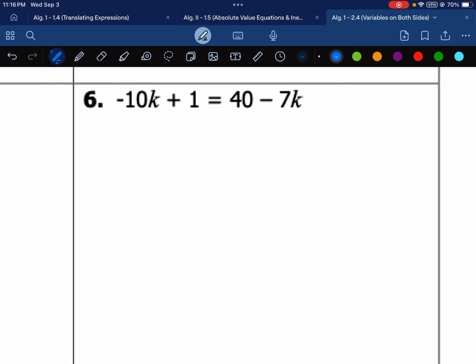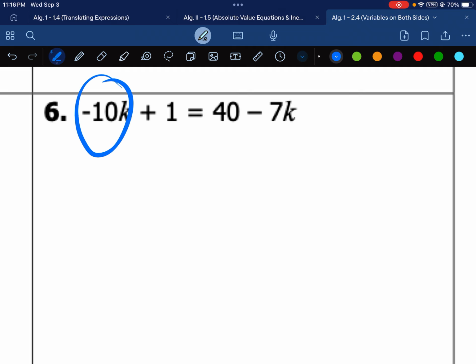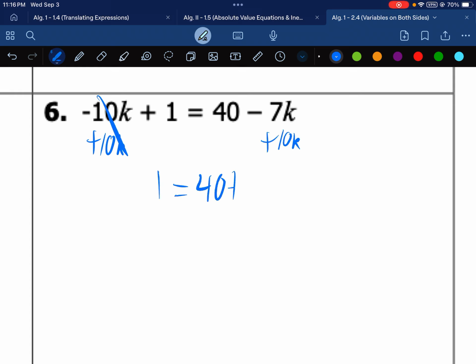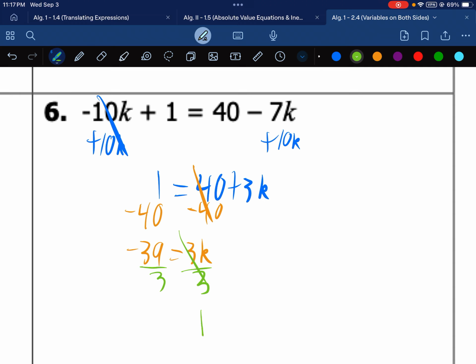Number 6. Of these two variables, negative 10 and negative 7, my smaller one is negative 10, so I add 10k to both sides. On the left, we get 1. On the right, we get 40 plus 3k. If now I subtract 40 to move my numbers to the opposite side of the variables, I get negative 39 equals 3k. Dividing by 3, I get k to be negative 13.